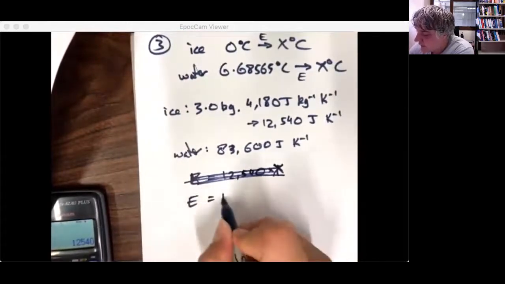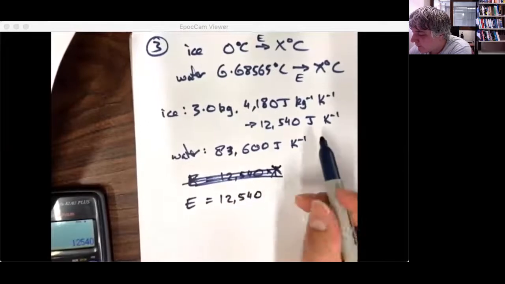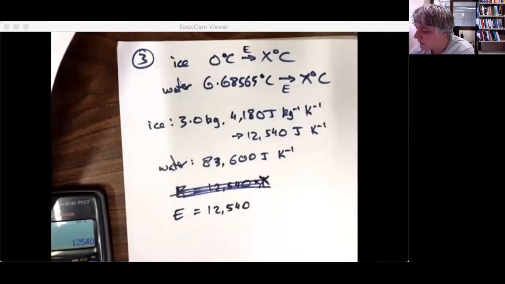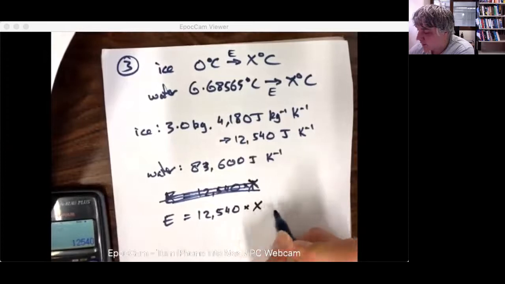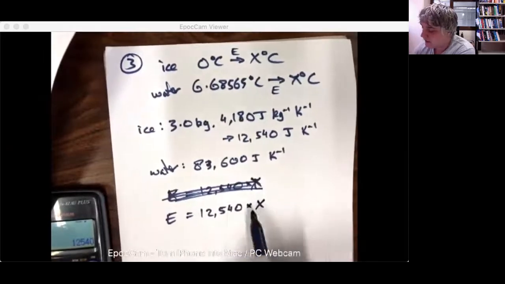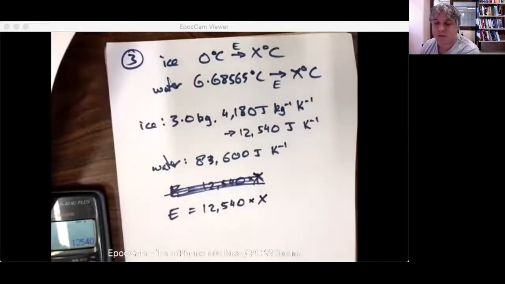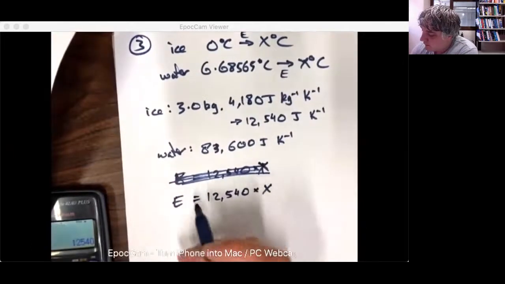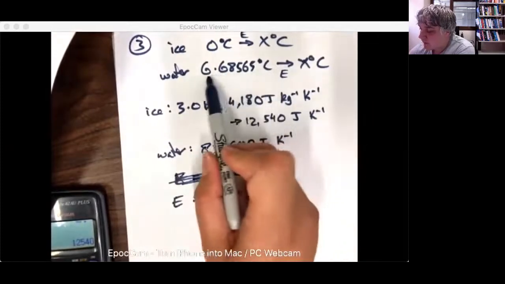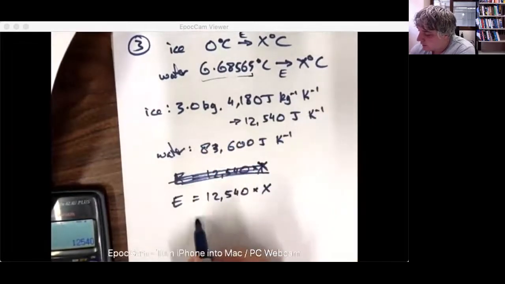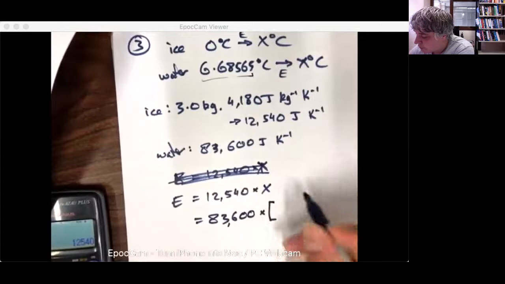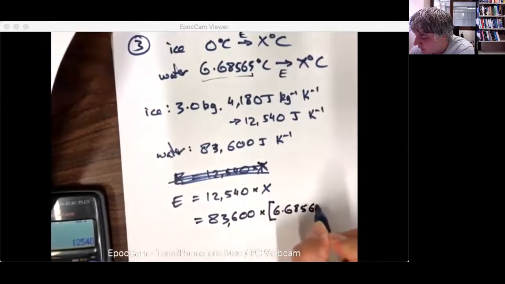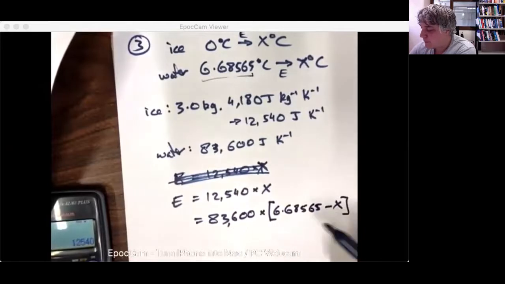The energy needed is 12,540 joules per Kelvin, going up by X kelvins. So the energy needed is 12,540 times X. The energy for the water to go down from this value to X is going to be 83,600 joules times the temperature change, which is 6.68565 minus X, because it's dropping from that to X.